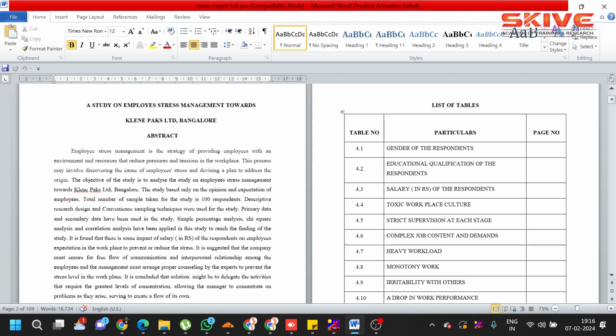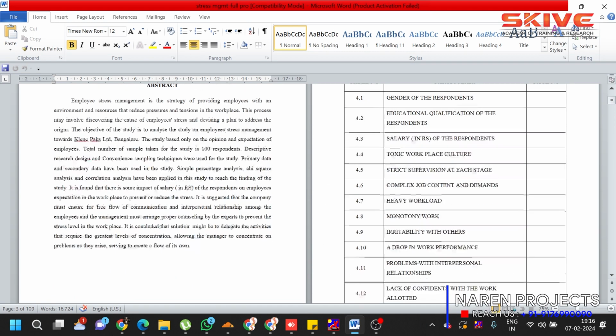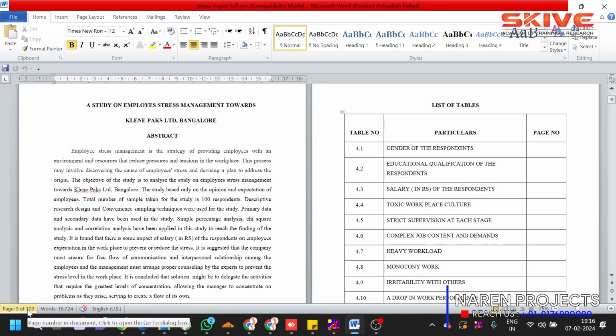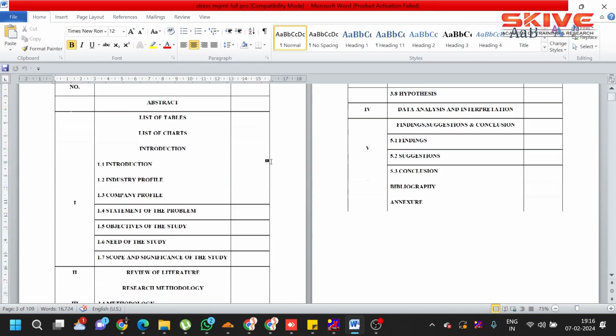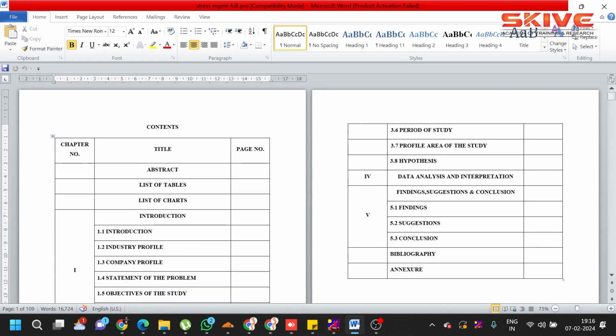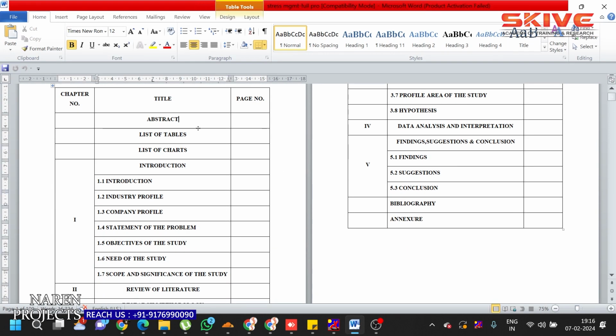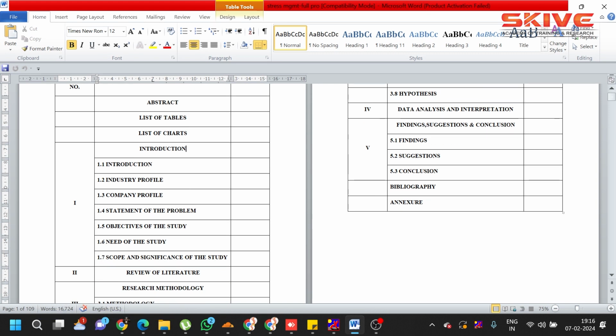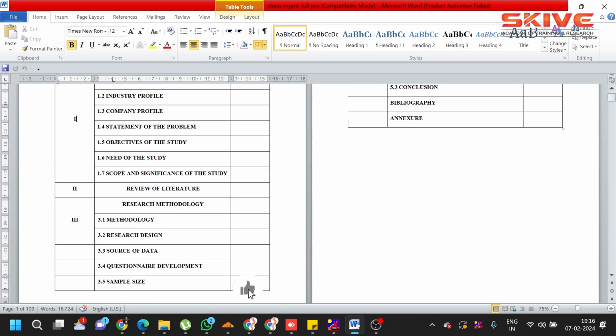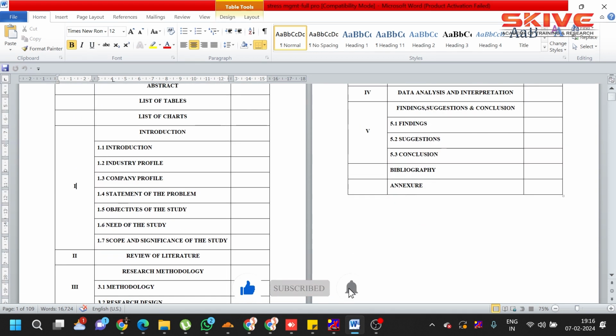And coming to the project, this is the arrangement of the document. This project report contains 109 pages overall. Starting with the contents: the contents include an abstract, list of tables, list of charts, and introduction. The introduction is divided into 5 chapters. The first chapter covers the industry profile, company profile, statement of the problem, objective of the study, need of the study, scope and significance of the study.